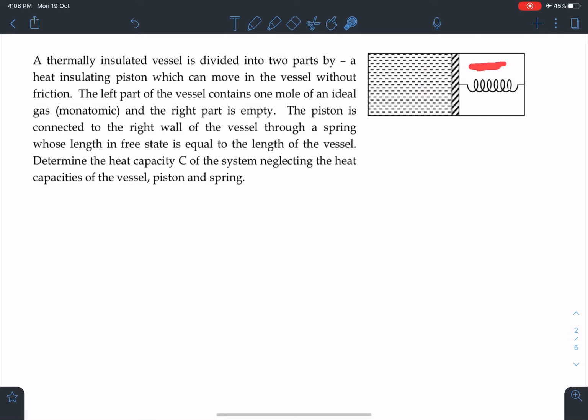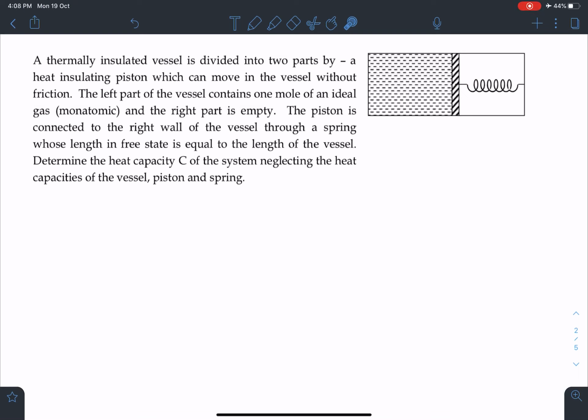that is vacuum. The piston is connected to the right wall of the vessel through a spring whose length in free state is equal to the length of the vessel. Determine the heat capacity C of the system, neglecting the heat capacities of vessel, piston and spring. So here you can see this spring is connected and its natural length is when this piston is here. So that means this length is equal to the compression present in the spring here.